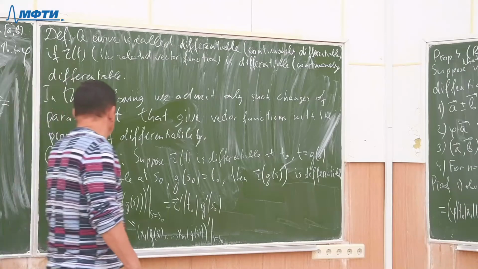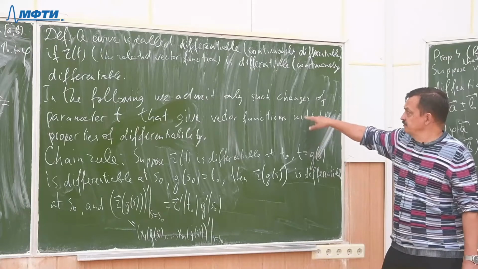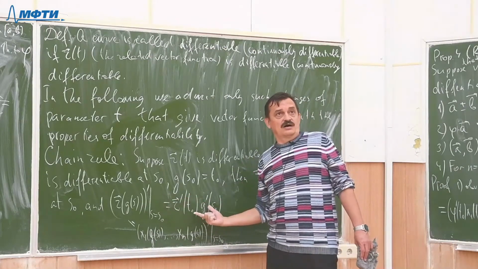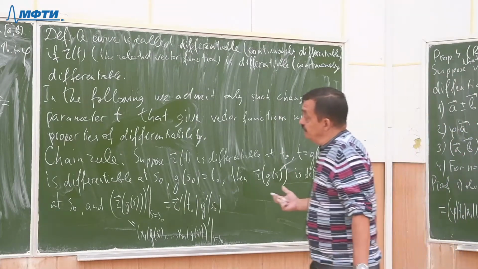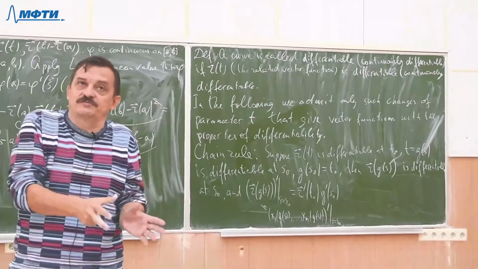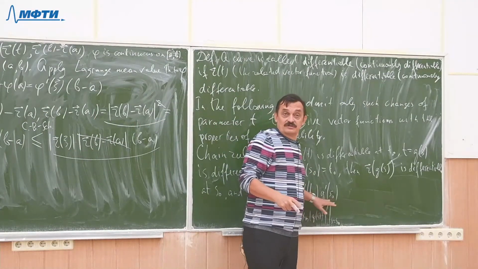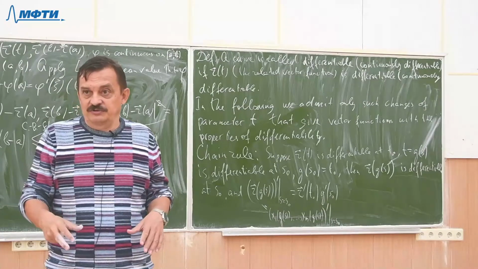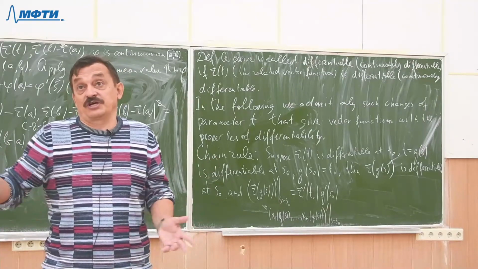Now if we look at the chain rule and compare it with the definition of admissible changes of variable, you see that if this is differentiable, then after a change of variable we also obtain a differentiable vector function. So if we are looking at differentiable curves, then we accept only changes of variables with differentiable g. If continuously differentiable, then g should also be continuously differentiable, and so on.